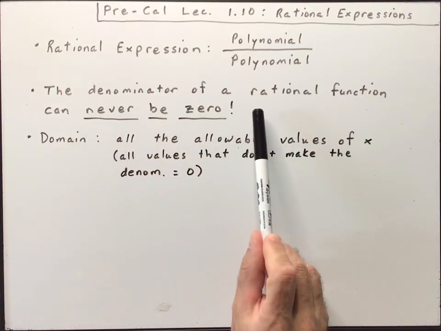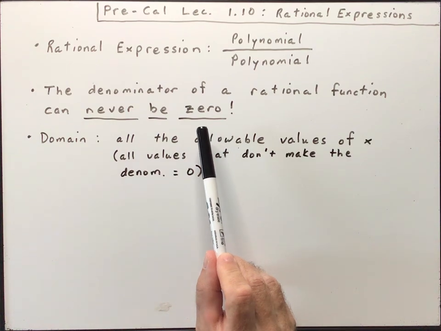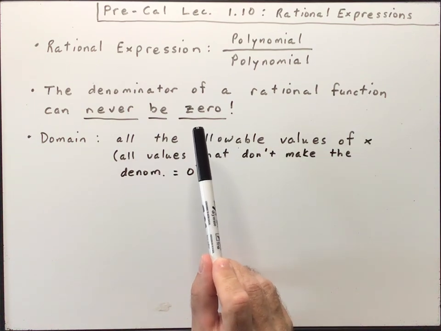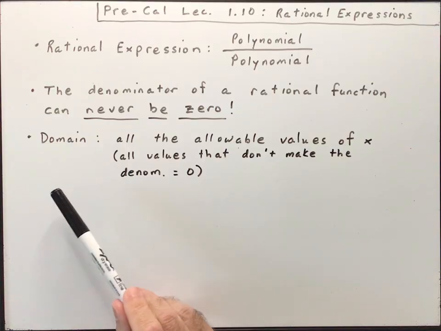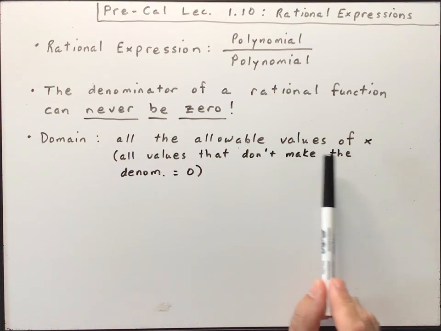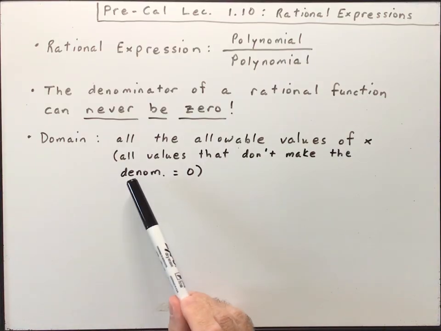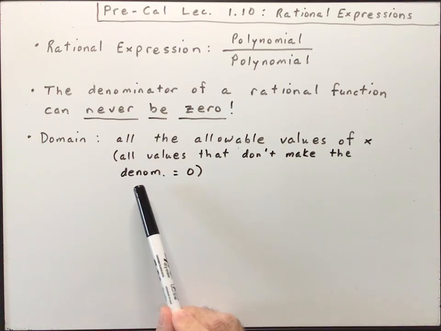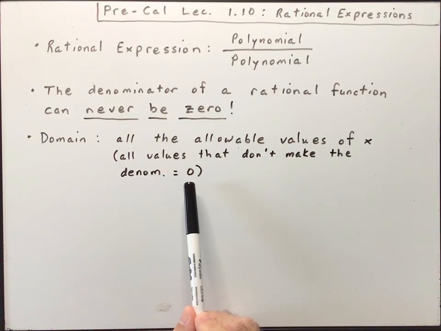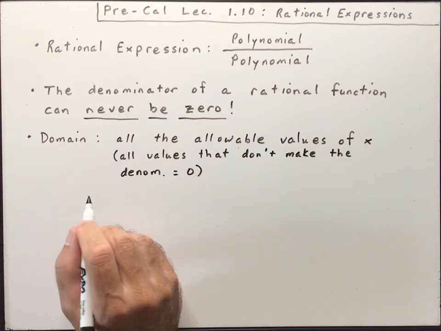All right, the denominator of a rational function can never be 0. All right, so that's a big deal, and that's a big part of this lecture here today. The domain is all the allowable values of x. So what I really mean by that is it's all values that don't make the denominator equal to 0. Okay? Now the way that we're gonna express that is in a shortcut version. But let's go ahead and do some examples.